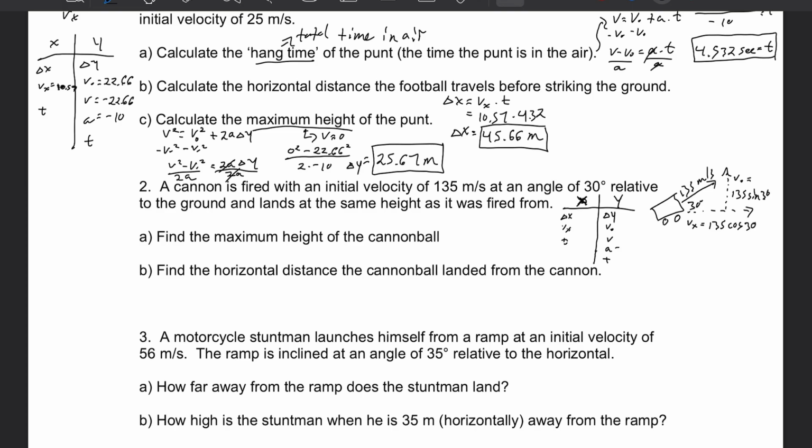The first question asks us to find the maximum height of the cannonball. At the maximum height of the cannonball, we know that the vertical velocity would be 0. The initial velocity is 67.5, the acceleration's in the opposite direction, so negative 10, and for this portion of the projectile flight, the final velocity is 0, and we're looking for delta y.